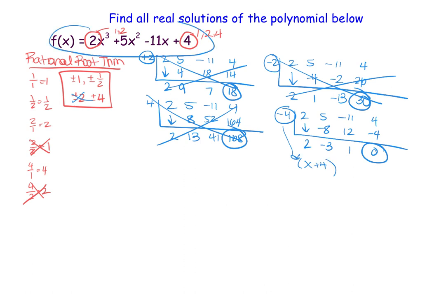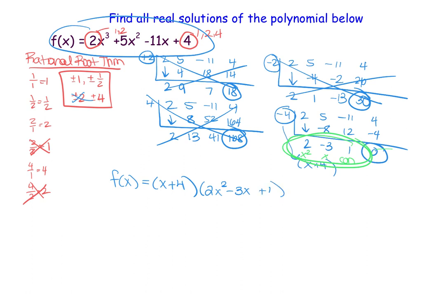So I can take my function here, which is f of x, and I can set it equal to x plus 4, and then I can use this part here to figure out the second piece. Remember, this is my constant, this is my x value, and this is my x squared. So from here, I can write this into my function as 2x squared minus 3x plus 1. So there I have something that is slightly more factored and will hopefully help me to find all of my real roots for this function.